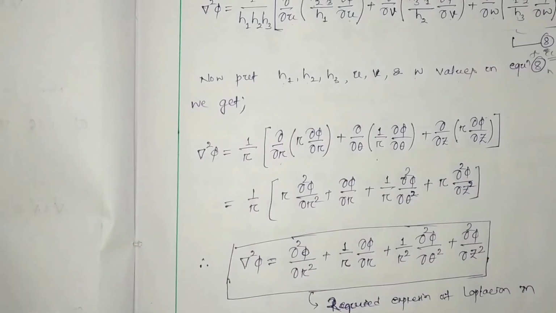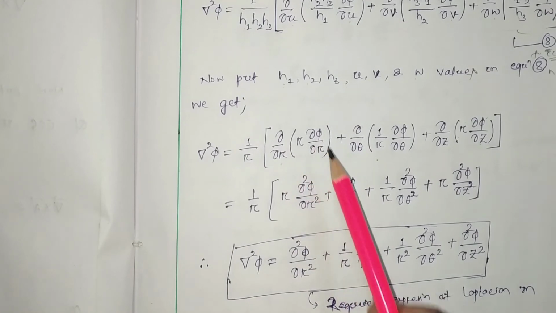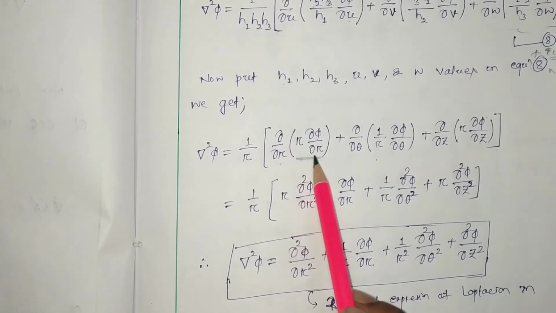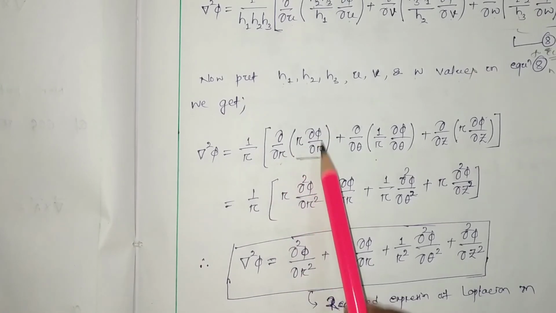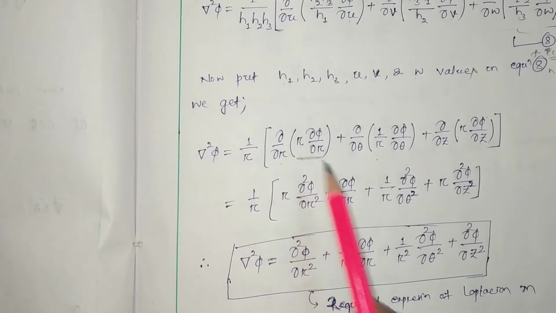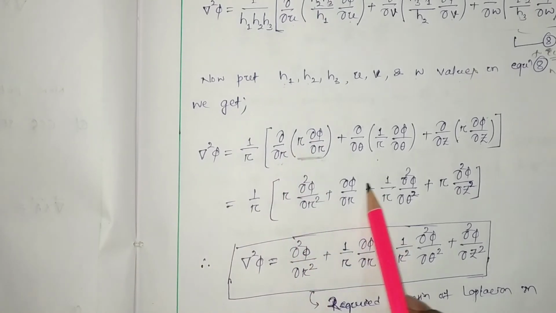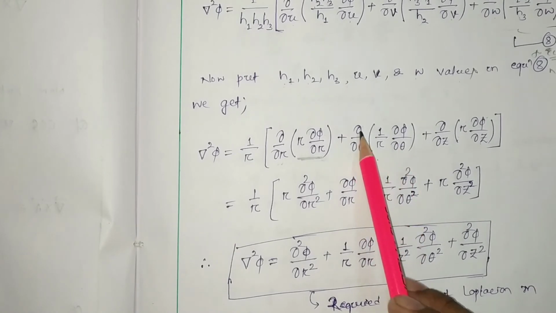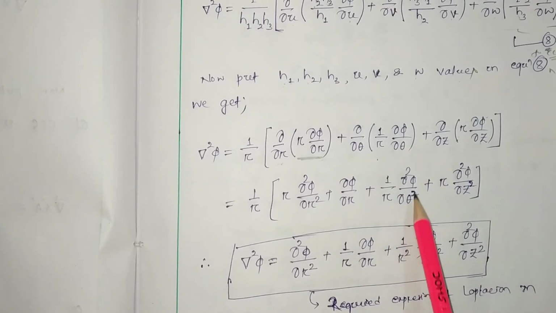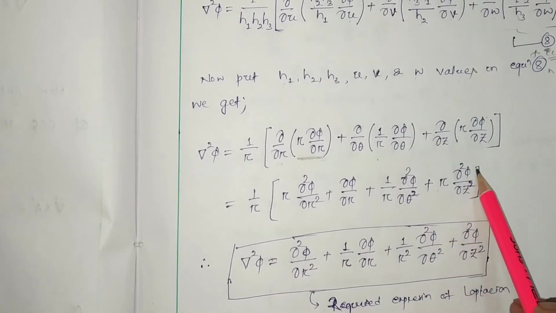So here 1 by r, del by del r of this one. Consider the product formula for this. So this will be r into del square phi by del r square plus del phi by del r, because del by del r of r is 1. Then plus, for del by del theta, 1 by r is constant, taken outside, so it will be del square phi by del theta square. Plus, here r is constant, taken outside, del square phi by del z square. 1 by r is here.